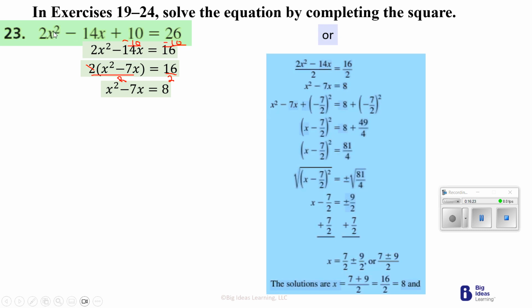They factored out the 2 from 2x squared minus 14x, divided by 2, and got 16 divided by 2. And that's where they got the answer here. Okay? Pretty much matching what we just showed you right here.